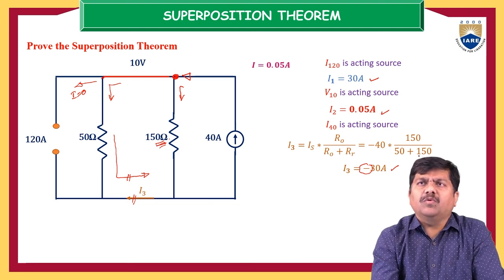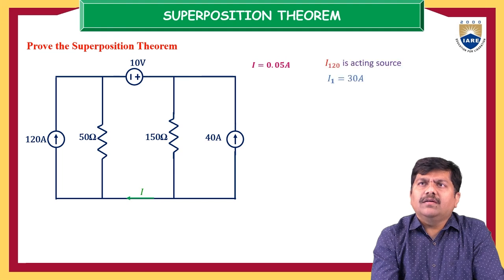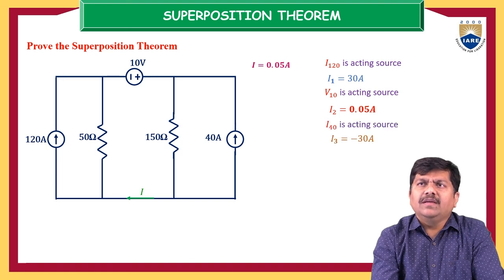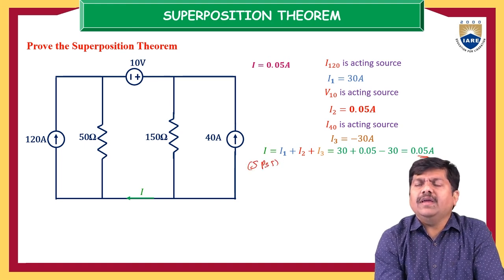So now we can do the verification here. When I1 is active, it is 30 amps. When V10 is active, that is 0.05. When the 40 amps current source is active, that is minus 30. So finally, the total response is I1 plus I2 plus I3. This is with the superposition theorem. So that is equal to 0.05 amps.